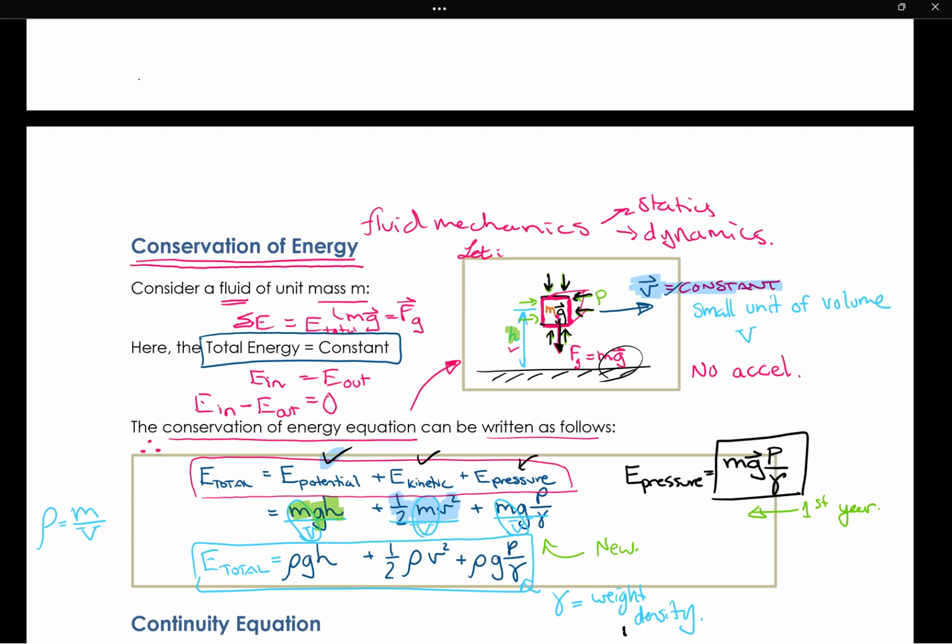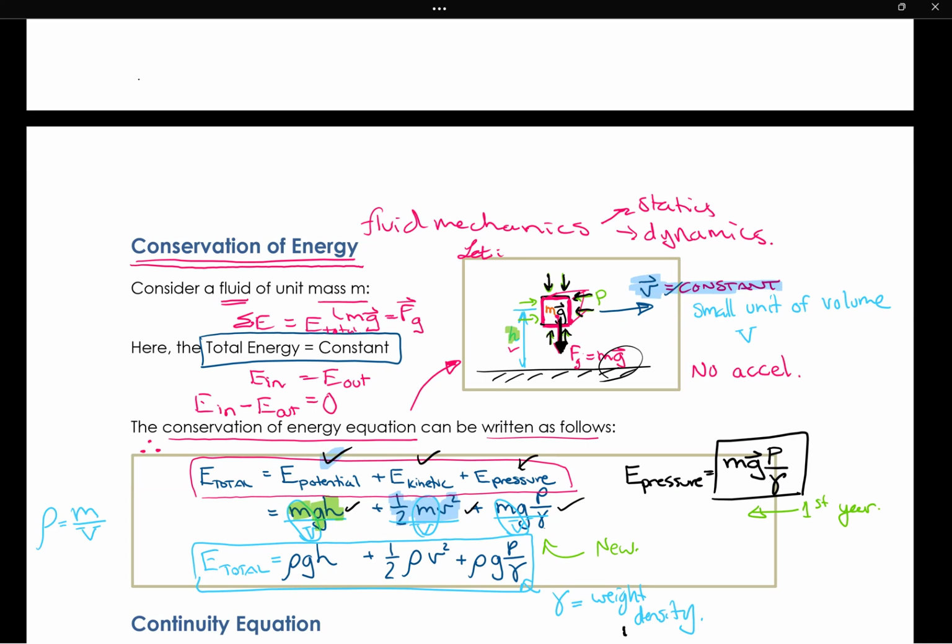So that's our new equation for the amount of energy potential it has because of the pressure that it is making due to its mass, pulling it down here. So if we add up all of these, then we have mgh plus 1/2 mv squared plus mg pressure over weight density. And then what I did is I ignored the fact that there is a volume in the denominator.